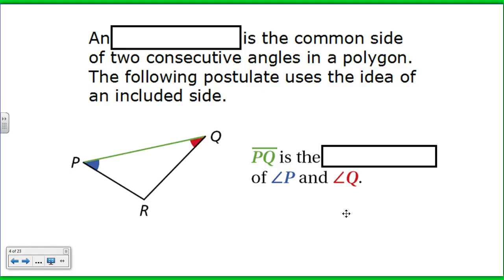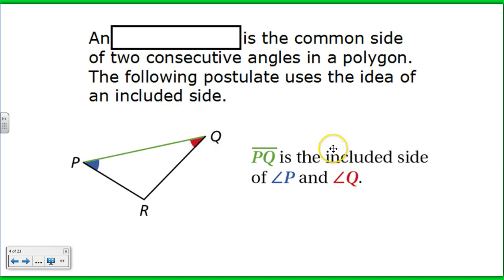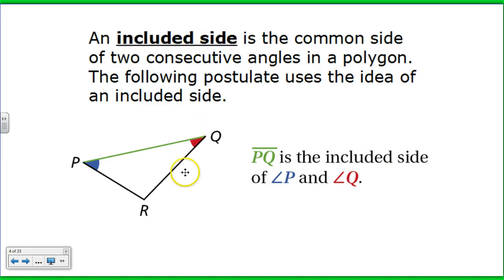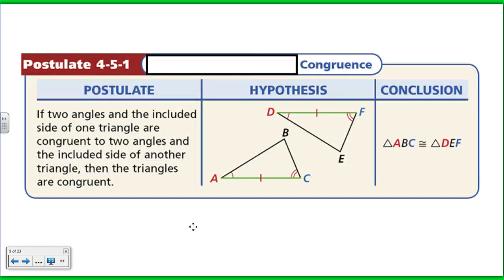In the meantime, we have a common side of two consecutive angles in a polygon. So if we look at angle P, it's made of PR and PQ. And if we look at angle Q, it's made of QP and QR. These two angles, P and Q, share a side. That side is PQ. It is called the included side. It is the side included in both of these angles. Okay, so we have a postulate involving this included side.